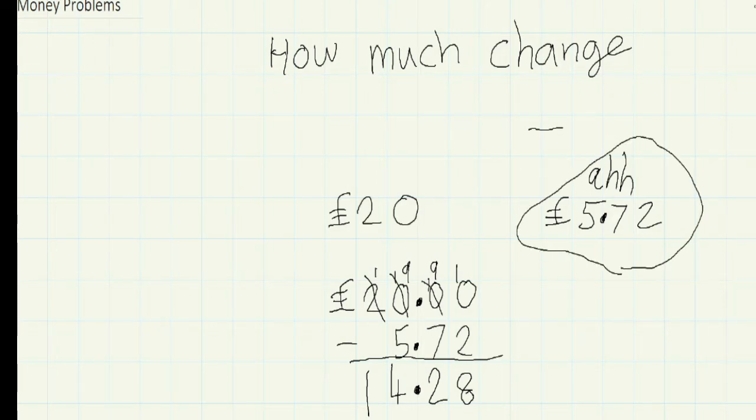So let's just check what happened. We had a £20 note. We gave it to the shopkeeper, but they were going to give us a toy. So they needed to take £5.72 of our money away, and then they needed to give us what we would have left, and we had £14.28 left. So we had £20, we spent some, now we've got £14.28. That's a how much change question.